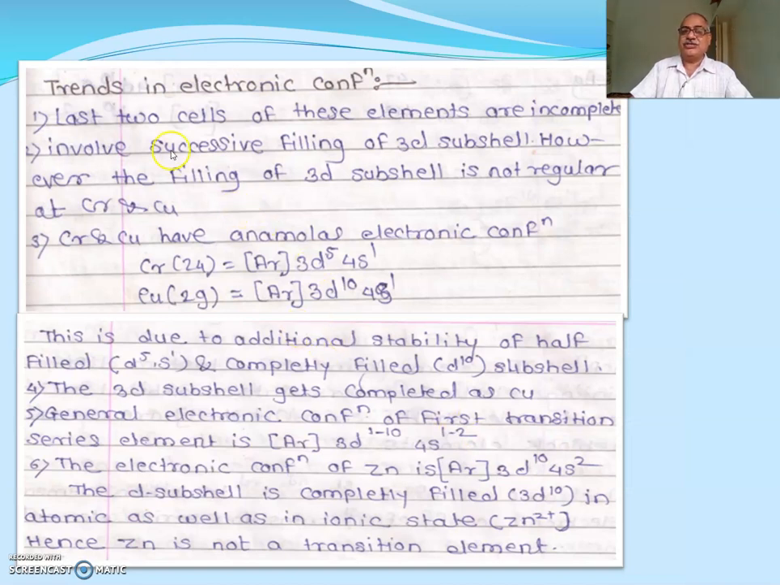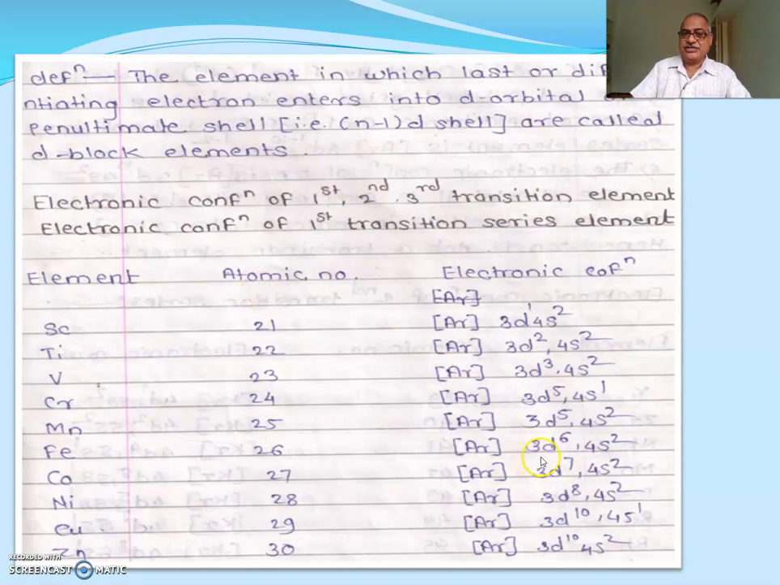Then we are going to see the trends in the electronic configuration of the first transition series. The last two shells of these elements are incomplete, that is, (n minus 1) d and ns2. Then it involves successive filling of the 3d subshell. However, filling of the 3d subshell is not regular in chromium and copper. Chromium and copper have an anomalous electronic configuration.